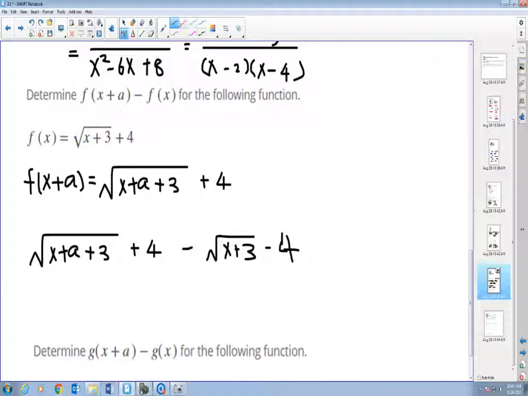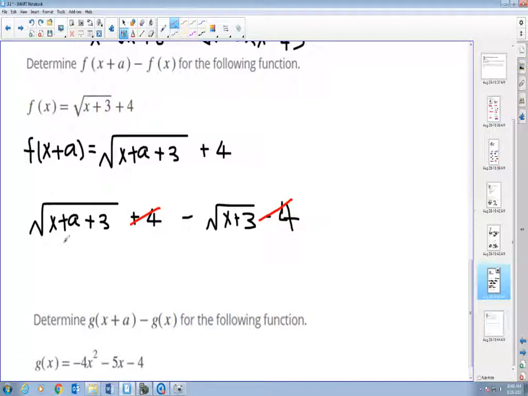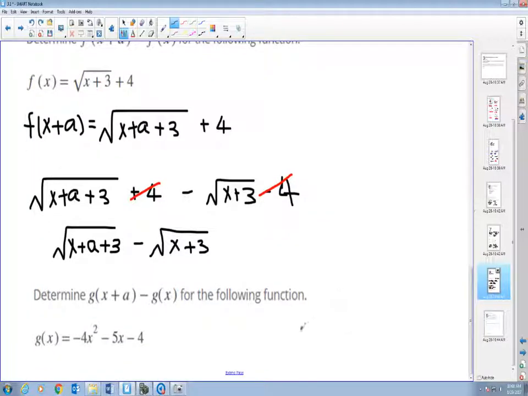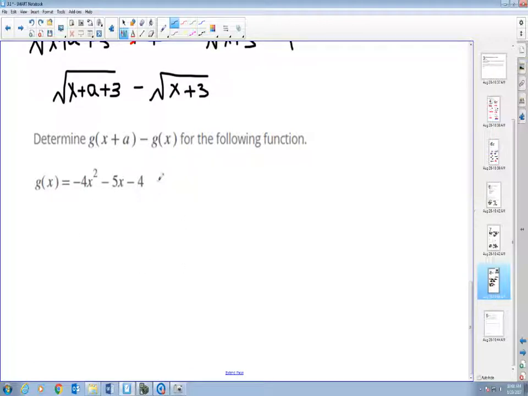All right, so what's going to happen here is the positive 4 and the negative 4 will cancel out. So that would just leave me with square root of x plus a plus 3 minus, okay, square root of x plus 3. Okay. All right. And then of course you can do the same thing for this particular one. Well, let me work this one out because this one has got the negative 4x squared up here. So let's do the same thing.